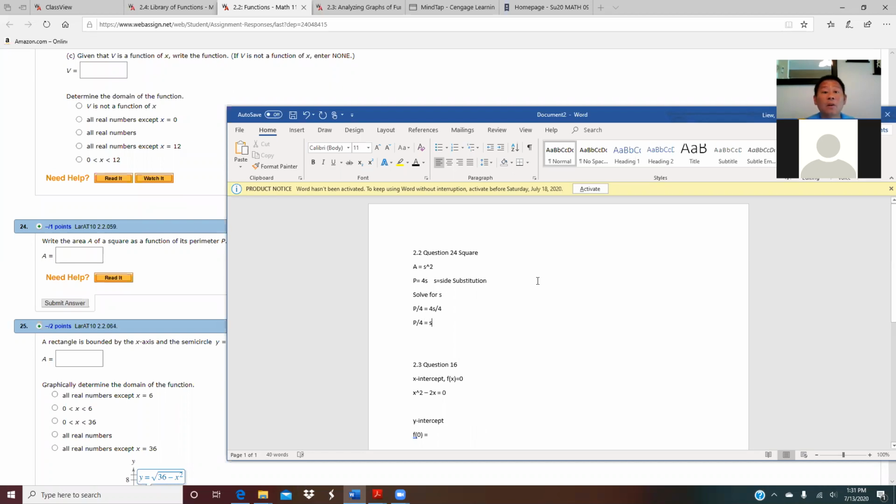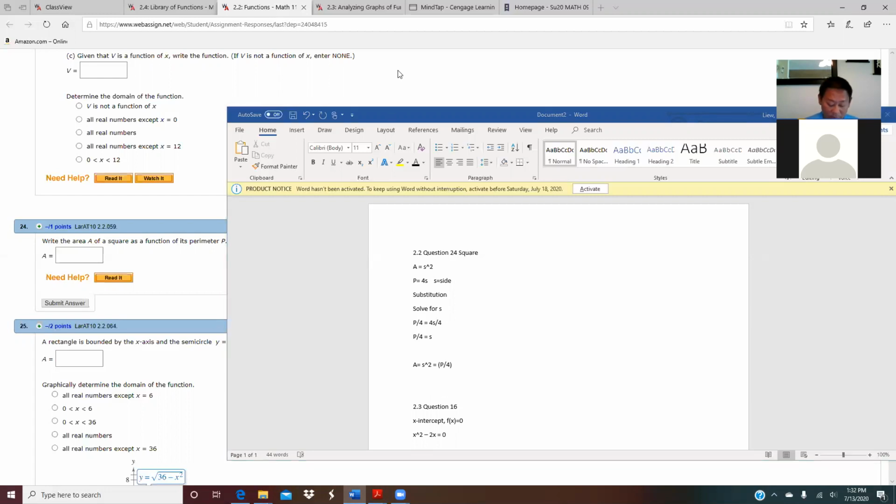So what we're going to do next is use substitution. We plug this into your area formula. The area formula is given by S to the power of 2, which is the same thing as P over 4 to the power of 2. So you have to square it.